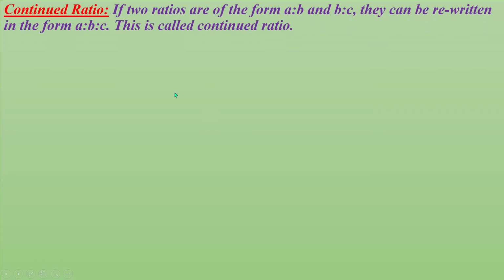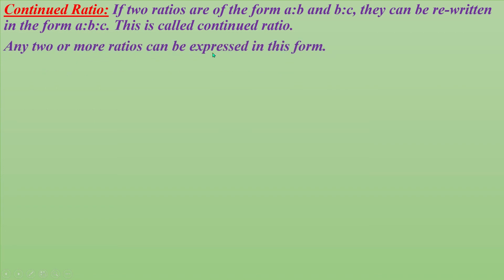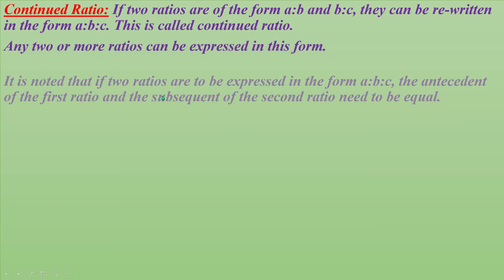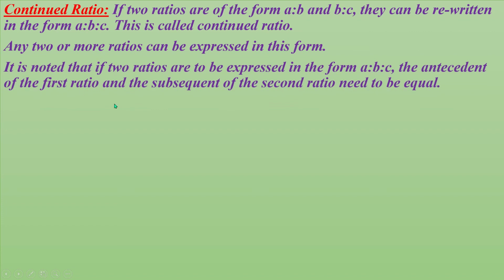Continued ratio: if two ratios are of the form A is to B and B is to C, they can be rewritten in the form A is to B is to C. This is called continued ratio. Any two or more ratios can be expressed in this form. It is noted that if two ratios are to be expressed in the form A is to B is to C, the antecedent of the first ratio and the subsequent of the second ratio need to be equal.